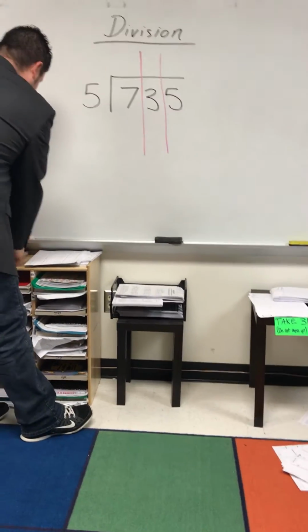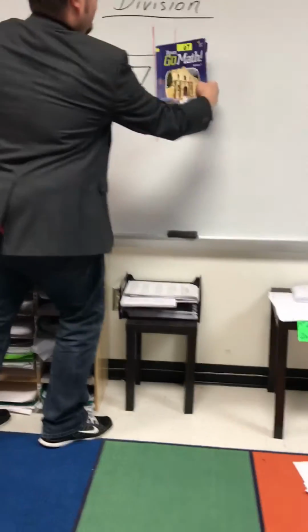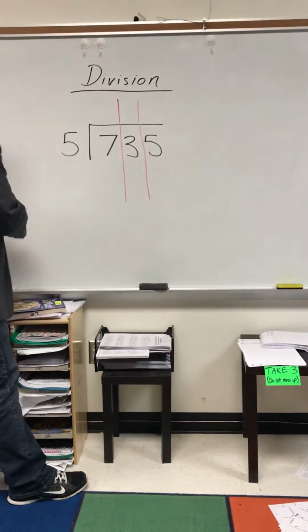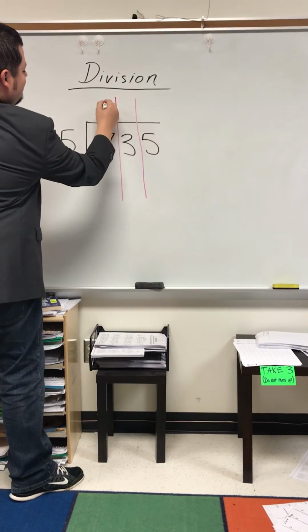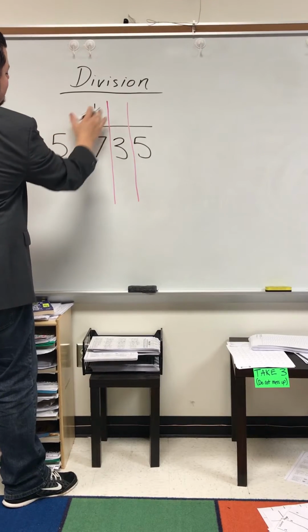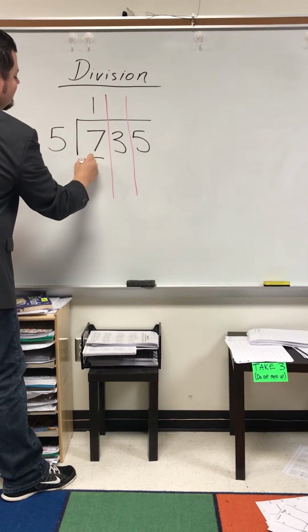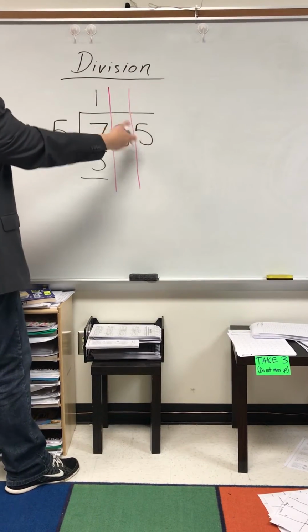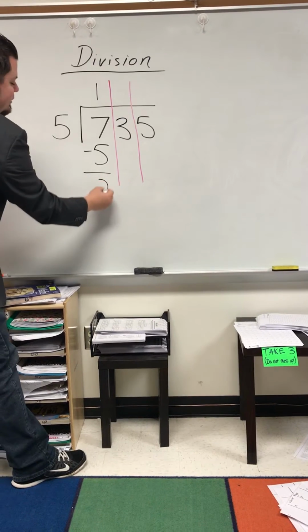And then I also tell my kids that we bump and cover, meaning I only look at that 7 first. So if I'm only looking at that 7, I know 5 fits in the 7 one time. 1 times 5, because I'm trying to get as many out of this 5 and this 7 as I can, so 1 times 5 is 5. Notice I'm not even looking at the 3 and 5 right now. 7 minus 5 is 2.